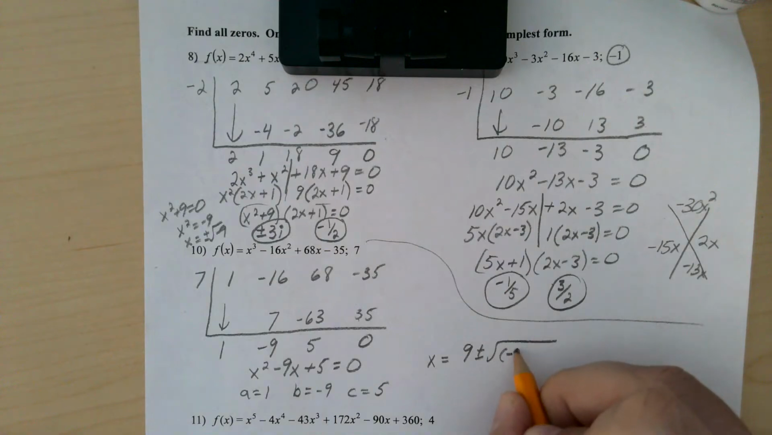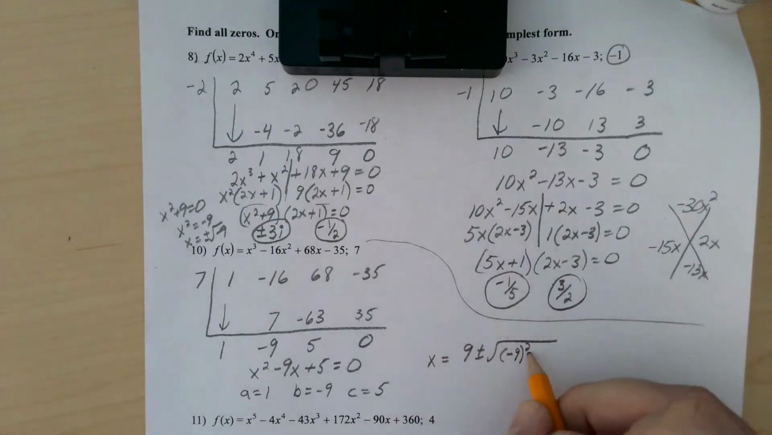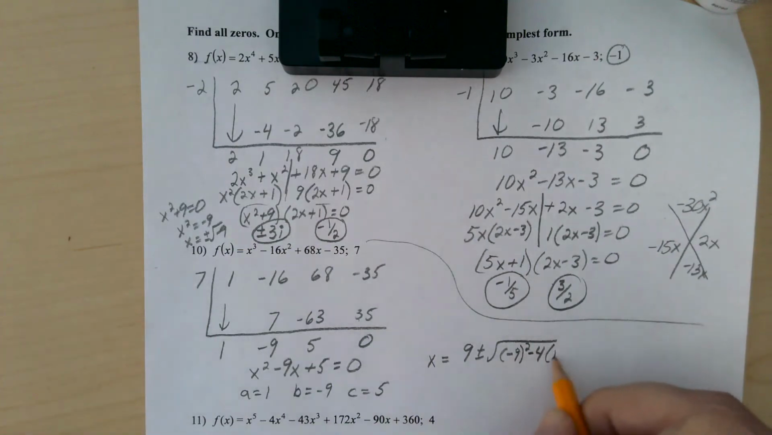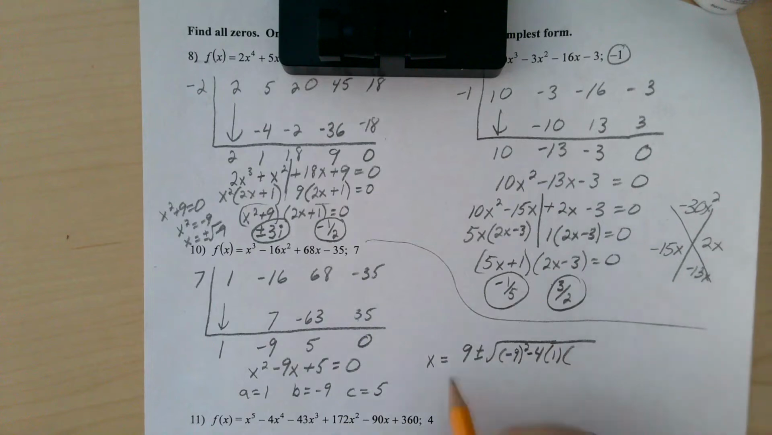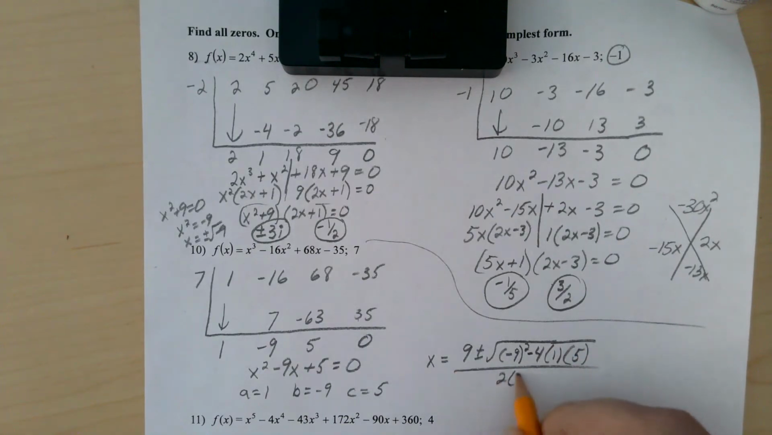Square root of -9 squared. Please make sure you do it as -9 in parentheses squared. Okay, I need a +81 there. So when we calculate it, if you're going to use a calculator, it must know that it's a +81. Minus 4 times my A times my C, which is a 5, all over 2 times 1.